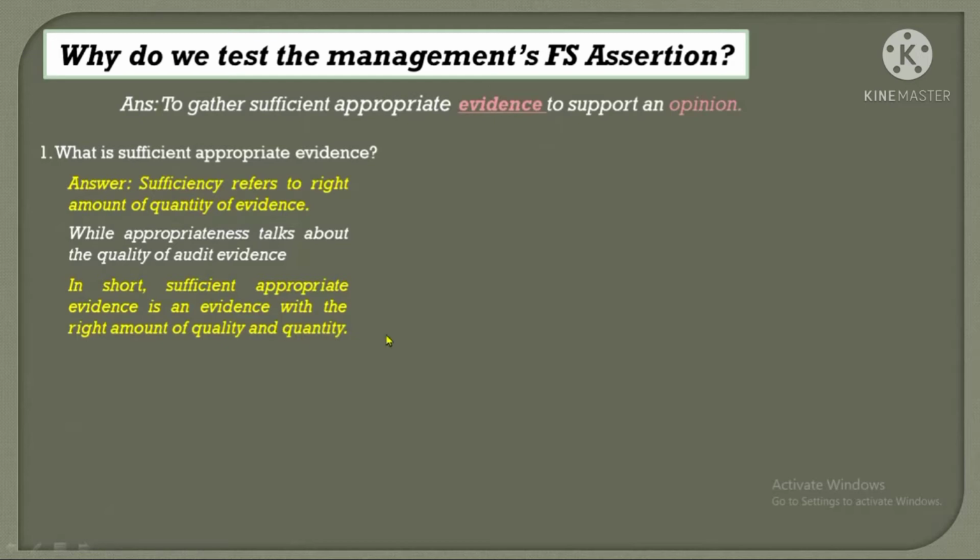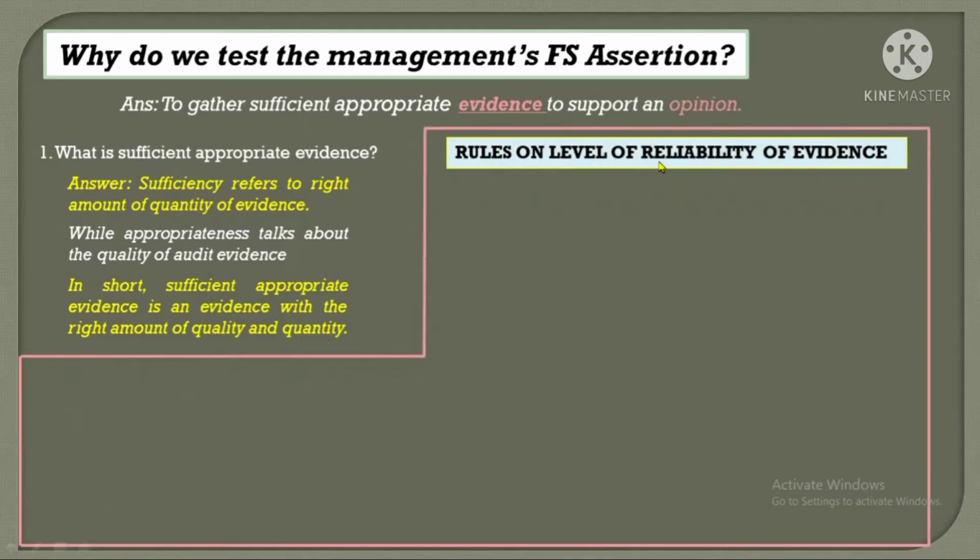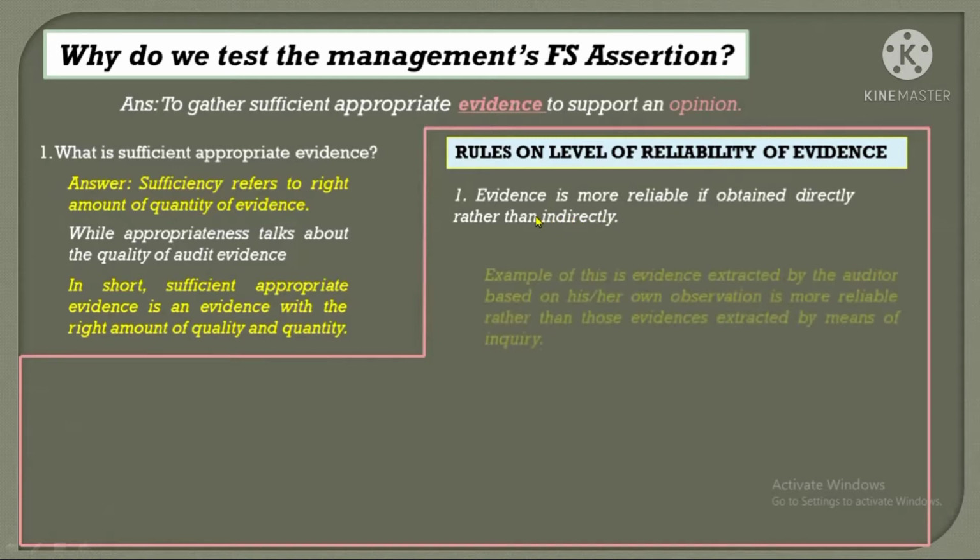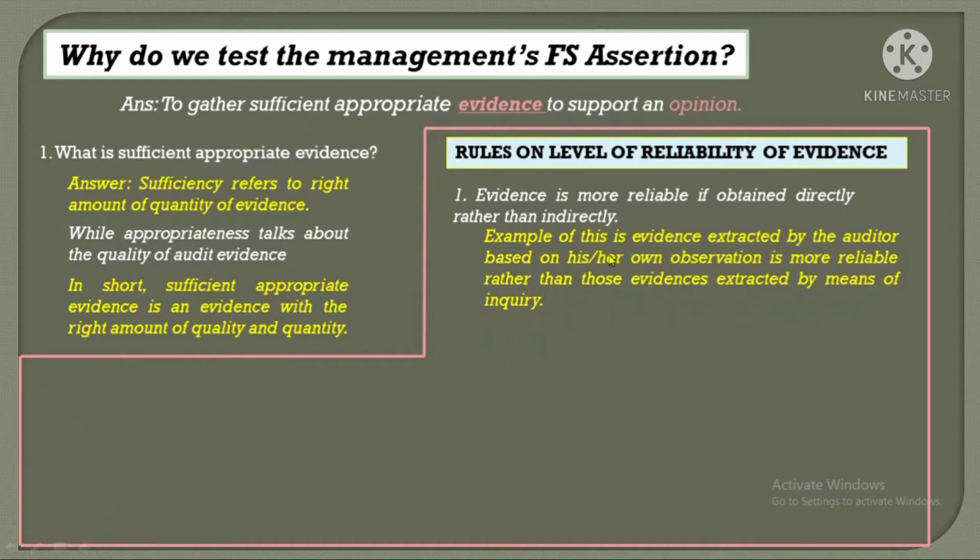And since we're talking about evidence already, let me give you the rules on the reliability of evidence. So there are four. Number one, evidence is more reliable if obtained directly rather than indirectly. An example is the evidence extracted by the auditor based on his or her own observation, which is much more reliable compared to evidence extracted by indirect means. Examples of these indirect means are evidences obtained through inquiry.